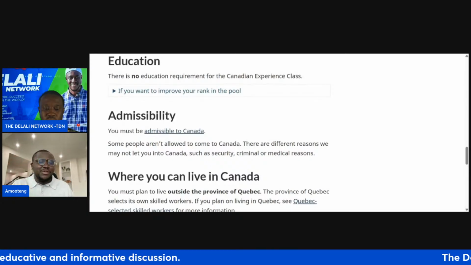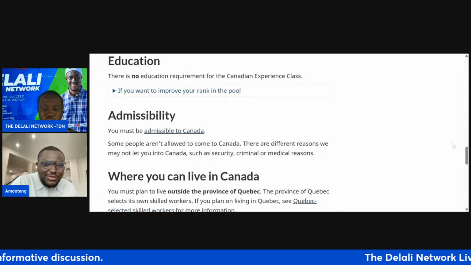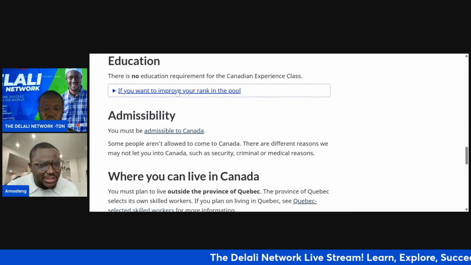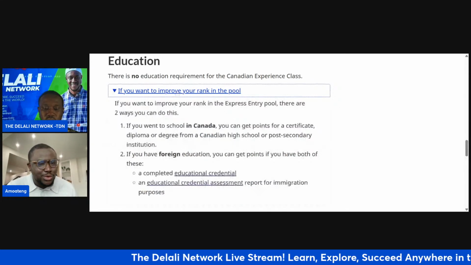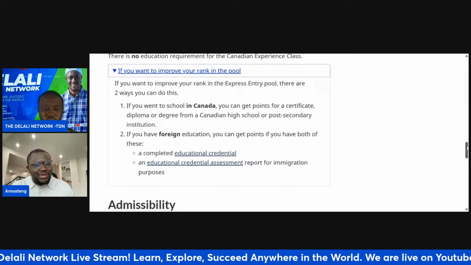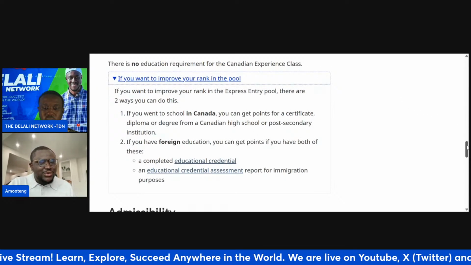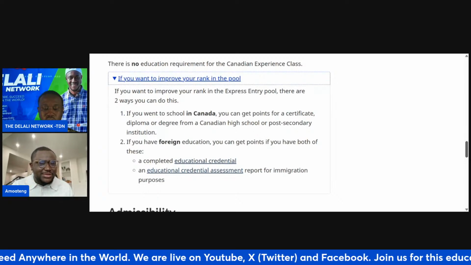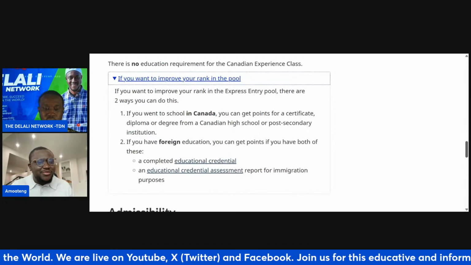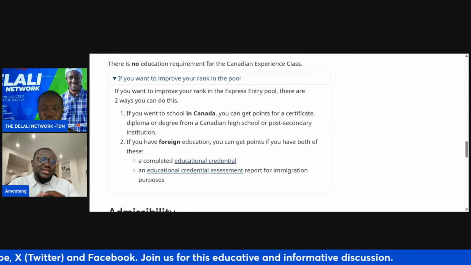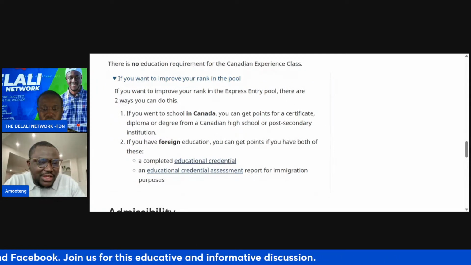But the truth of the matter is that we are still coming back to points. If you don't have any education, remember you are going to rank low. If you have education, you are going to rank high. Just like you can see, they even added that there is no education requirement for the Canadian Experience Class. However, if you want to improve your rank in the pool, then it's advisable to have education, right?